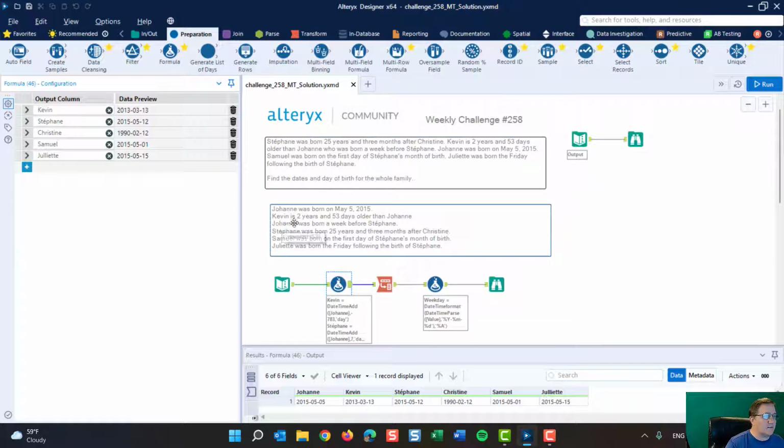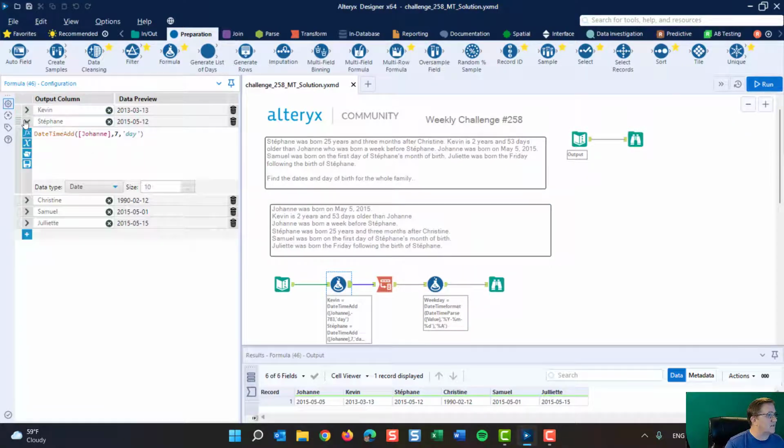Who is next? Next up is Stefan. Even though this sentence begins with Johan, we are looking at Stefan. Johan was born a week before Stefan, which means Stefan was born 1 week after Johan. So we've got Johan, and 7 days later, and it's by days. So we use this date time add again. Johan adds 7 days and we get Stefan.